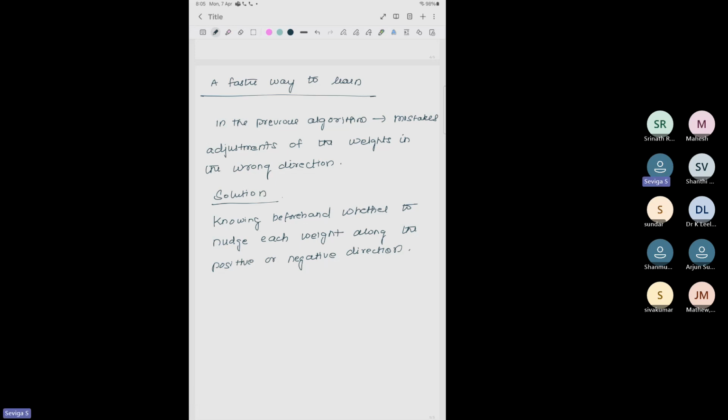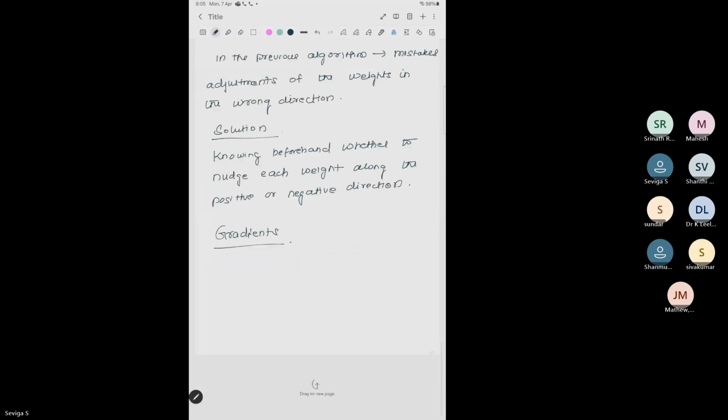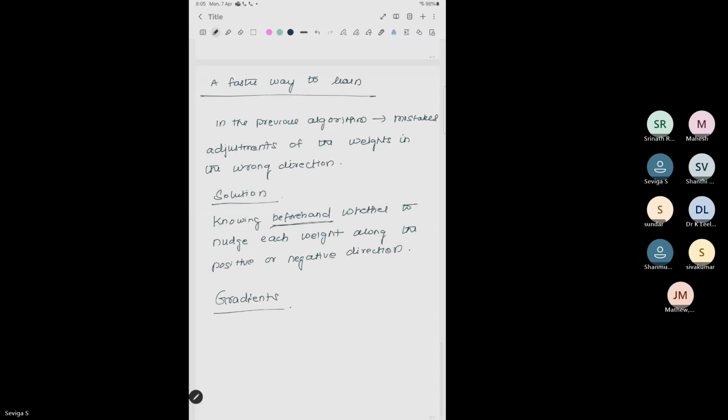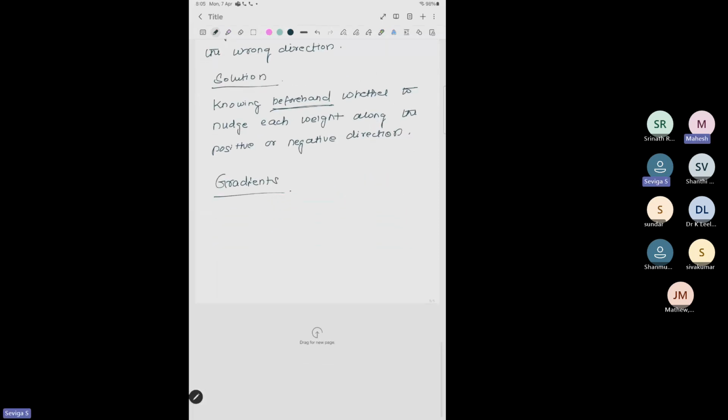Now we know that beforehand itself we need to know whether we have to add the weight or subtract the weight. So how? What can get us to this point is the gradient. Does anyone have any idea about gradients? Any calculus idea? Okay. Gradient in one dimension is nothing but what we call a derivative or a slope.